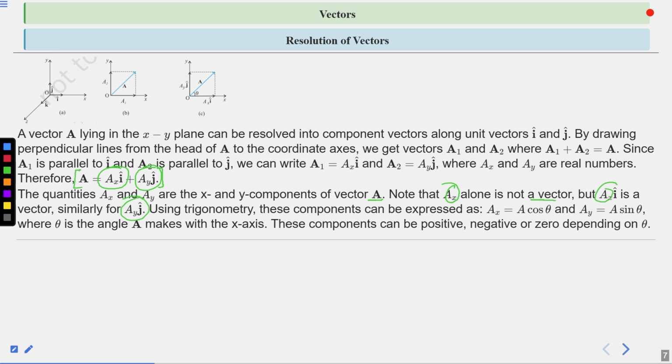So using trigonometry, these components can be expressed: Ax is equal to A cos theta and Ay is equal to A sin theta, where theta is the angle A makes with the x-axis. These components can be positive, negative or 0 depending on theta. The components Ax, Ay depend on the value of theta.